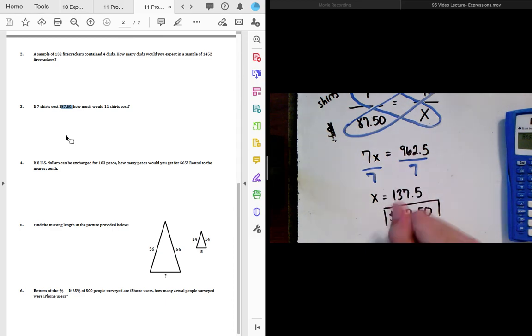Remember, we talked about money always having 2 decimal places. We don't say this hamburger at McDonald's costs $2.2. We say it costs $2.20. So we always want to put that extra 0 on there if it's not given to us. And if they give us more decimal places than 2, then we want to round it to 2 decimal places. So in this case, 11 shirts would cost $137.50.